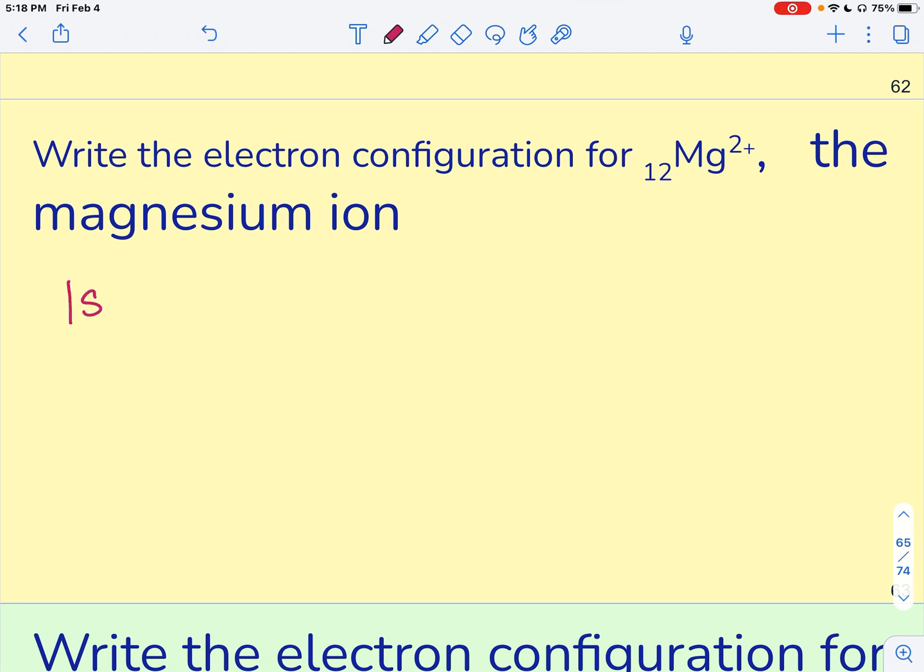Let's start with just regular magnesium, as if it wasn't an ion. It would look like this. Magnesium 2 plus is going to lose 2 electrons. So we can just get rid of this. And since there's nothing on 3s anymore, we can get rid of that whole thing. So that is isoelectronic with neon.